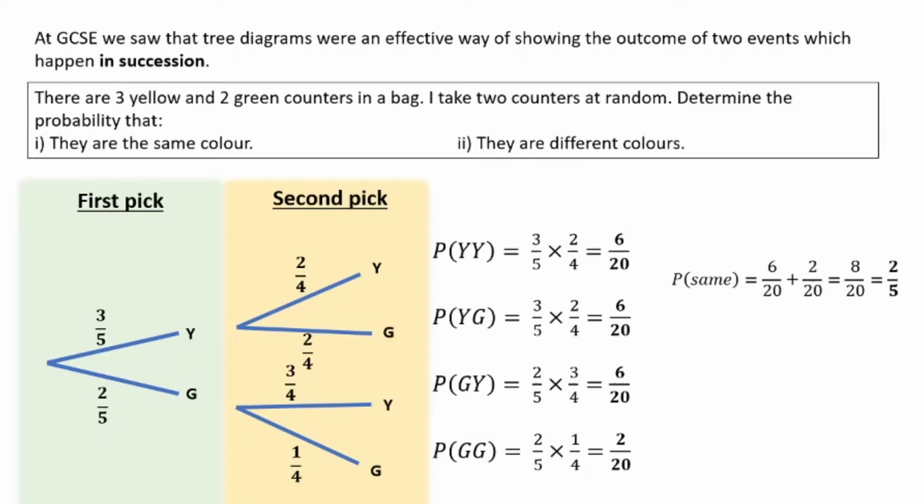The probability that they're both different. Well, the 2 outcomes we're interested in are yellow-green and green-yellow. 6 over 20 twice gets us 3 over 5. Okay, so this is a standard tree diagram question and how you should approach it now that you're working at A-level. We're going to see how we can move this onto some non-typical tree diagram situations.